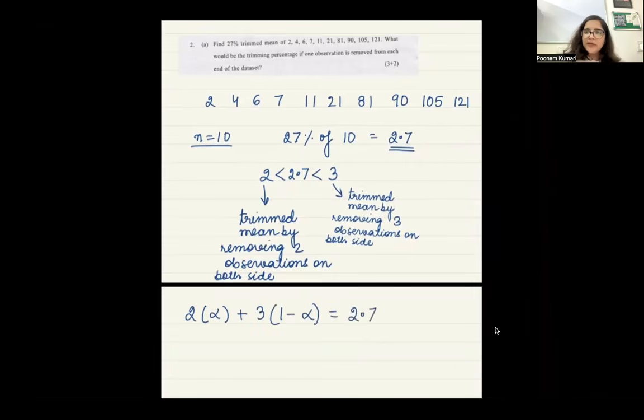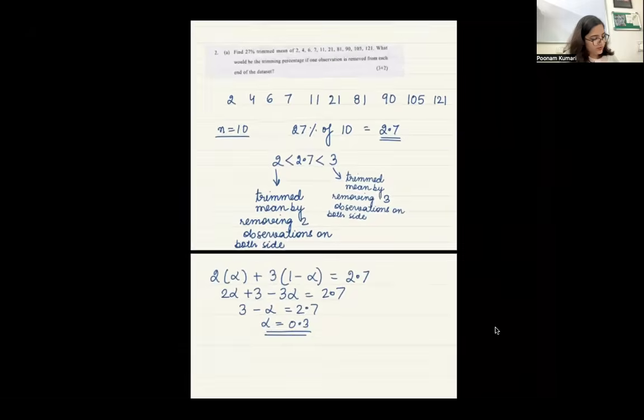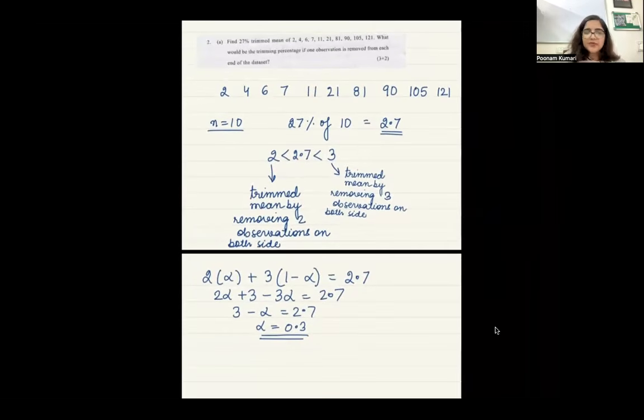So what should the alpha value be? 2 alpha plus 3 minus 3 alpha equals 2.7. So here 3 minus alpha is 2.7. So what is alpha? 0.3, right? So we know how much weightage we have to give to each of the means. Now, what is the trimmed mean when you remove two observations? What is the mean that you are going to get? You remove these two and then these two. What do you get? Can you calculate it? Let me also do it.